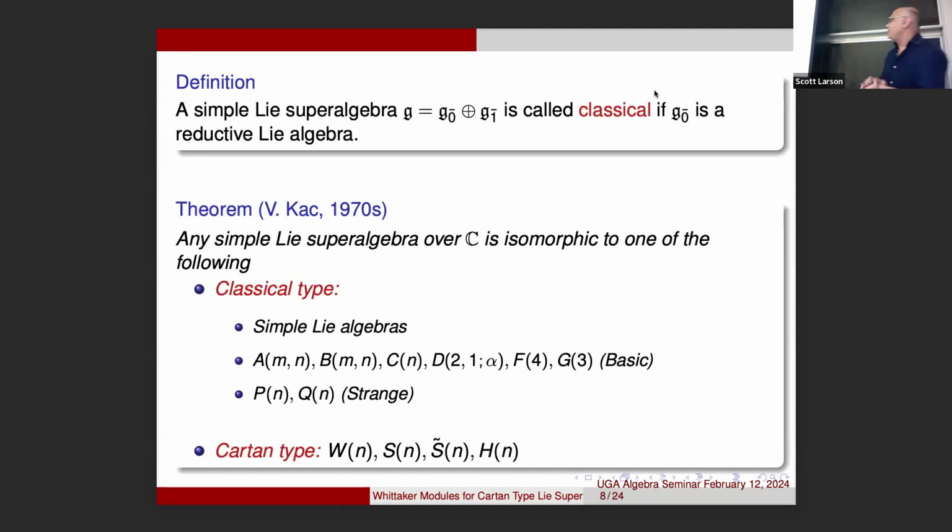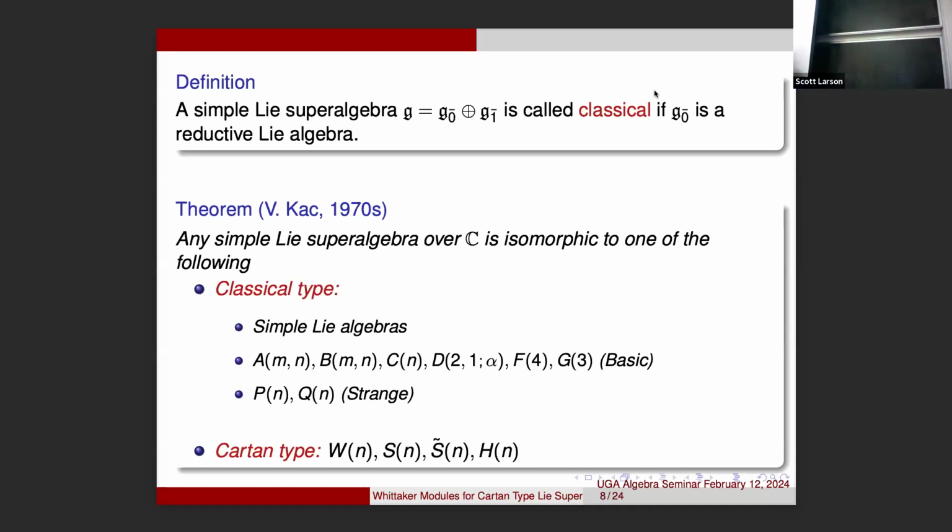Again, my talk is over the complex numbers. Everything is over the complex numbers. For simple Lie superalgebras, there are two types: classical and Cartan type. This classification was done by Kac in the 1970s in his main paper. Classical means the even part, which is a Lie algebra, should be a reductive Lie algebra to be called classical. Otherwise, it's called Cartan. If the even part is a reductive Lie algebra, it's classical. Otherwise, it's Cartan.